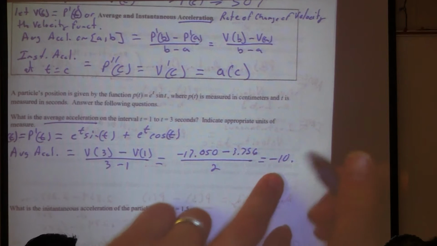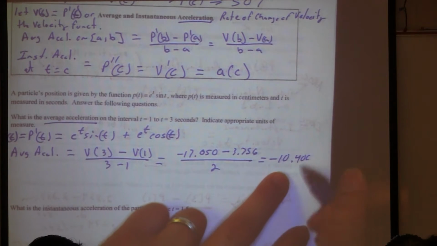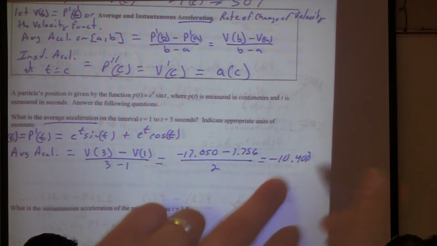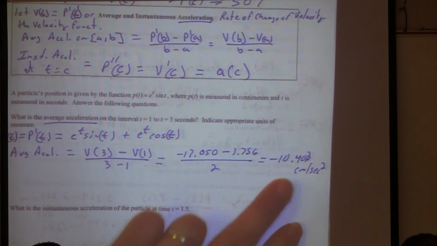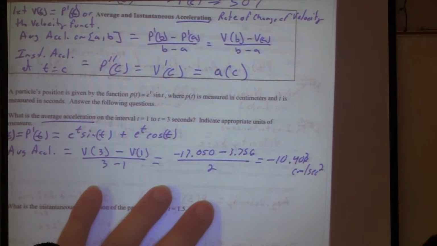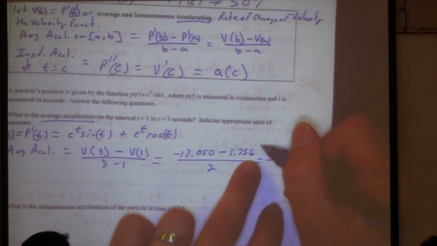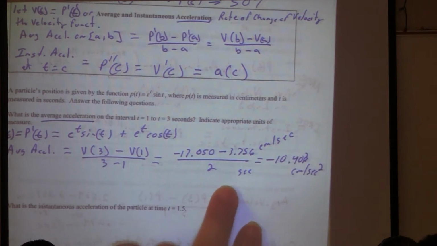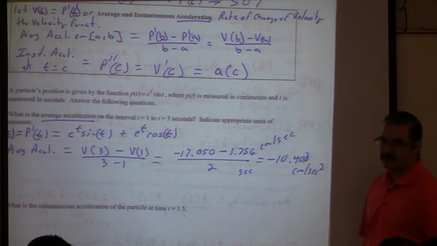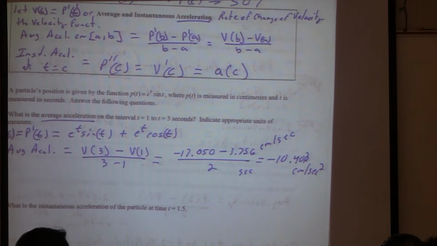Negative 10.403, and what will the units be? Centimeters per second squared? Why are they squared on this one? Acceleration. Because this is already centimeters per second, right? And then down here we have seconds, right? Centimeters per second per second. So it's a rate of a rate, which makes it centimeters per second squared. Yes?